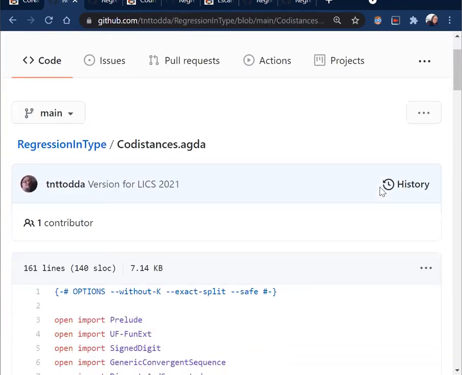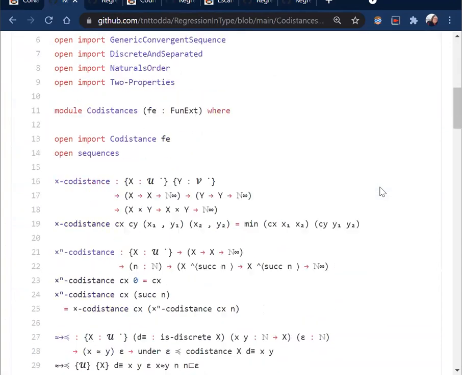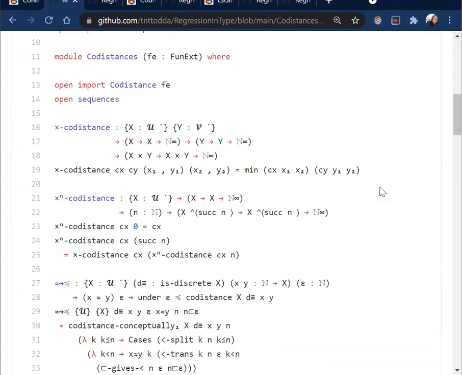And so we have to be able to do more codistances than just that. The one that I don't have in this file, which is the most obvious one, is the discrete codistance, right? If you have a discrete type, you compare the two elements. If they're equal, you return infinity. If they're not equal, you return 0. That's all you need to do. So that's the sort of basic codistance.